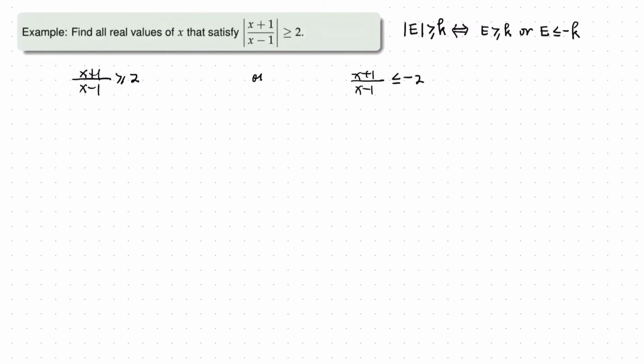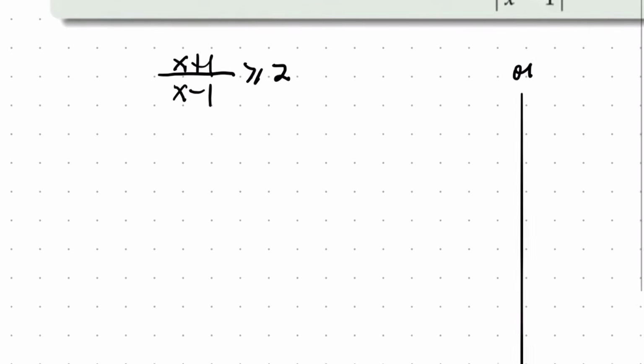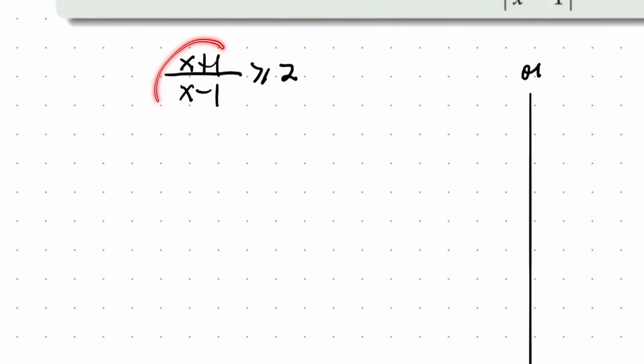So dalawang inequalities yan. So solve natin pareha, and then the final answer will be the union of the solution set of these two inequalities. Yun yung ibig sabihin ng OR dito. So gawin natin isa-isa. Let us solve individually. Ito muna. Lipat si 2. We get x plus 1 over x minus 1 minus 2.